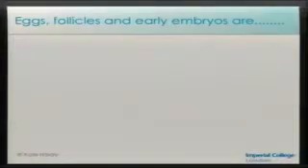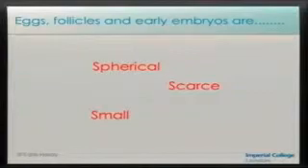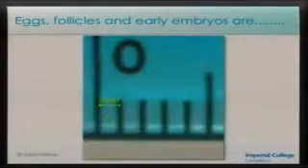So eggs, follicles, and early embryos are spherical. That is totally irrelevant to the lecture, but I just liked it because of the alliteration with the next 2 points, which is they're also scarce. There's not very many of them. And the worst thing is that they're small. They're very small.